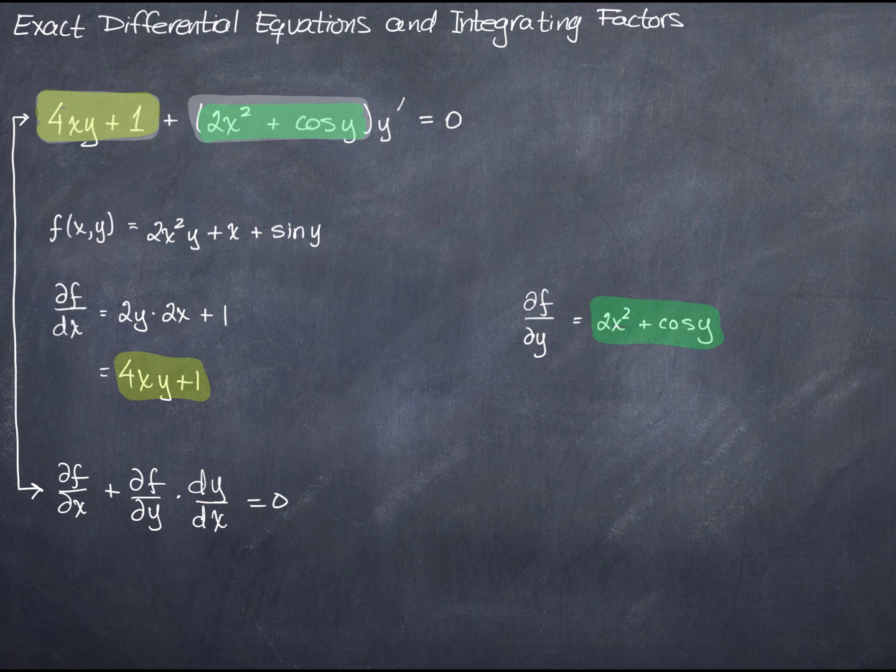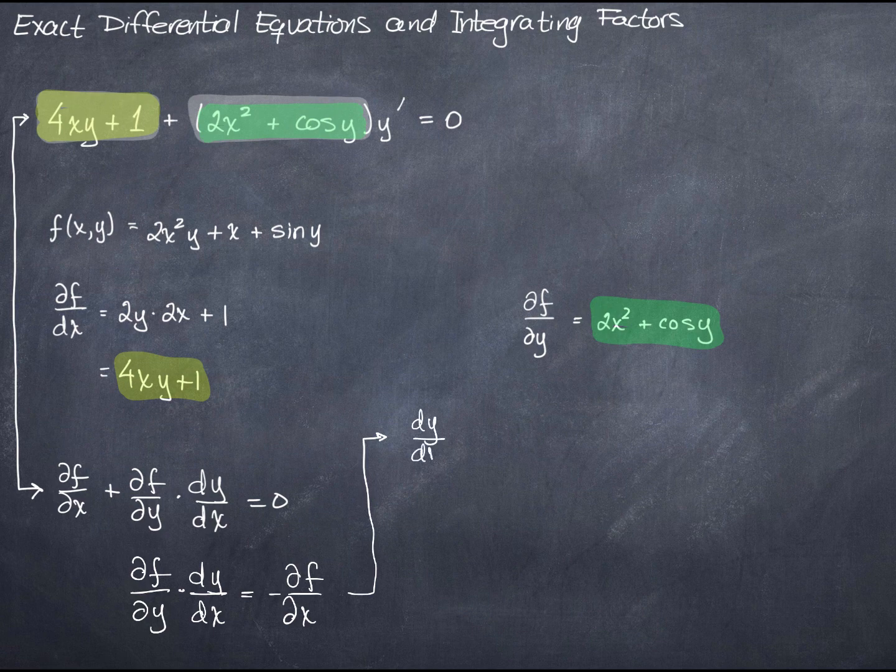Once I have this equation in this form, I can rewrite this. Let's just subtract the partial f partial x from both sides first of all. That gives me partial f partial y times dy dx equals negative partial f partial x. And then when I divide both sides by partial f partial y, I get dy dx is equal to negative partial f with respect to x over partial f with respect to y.